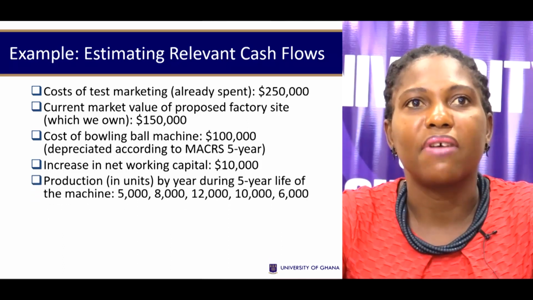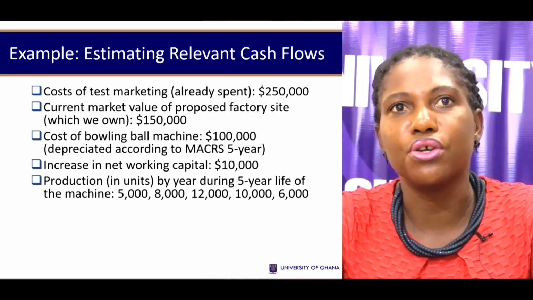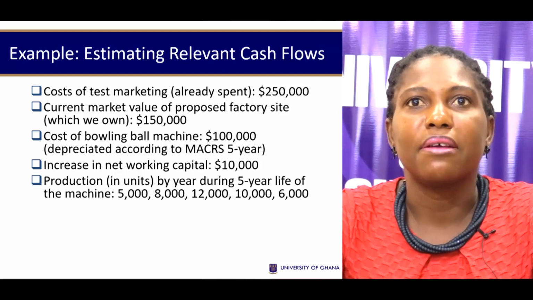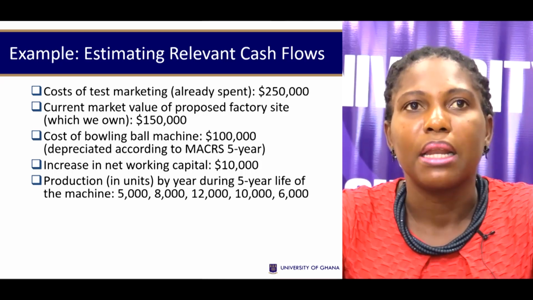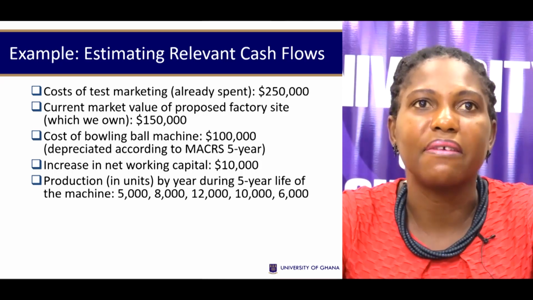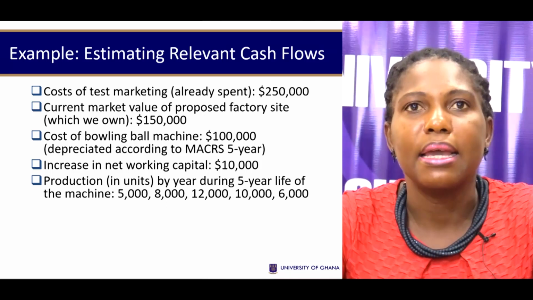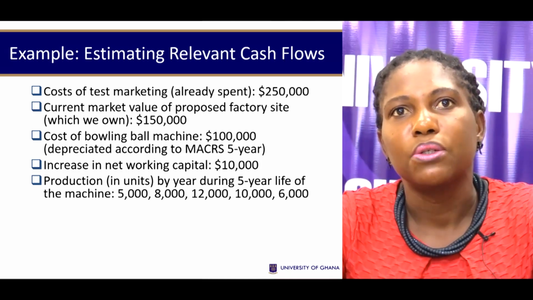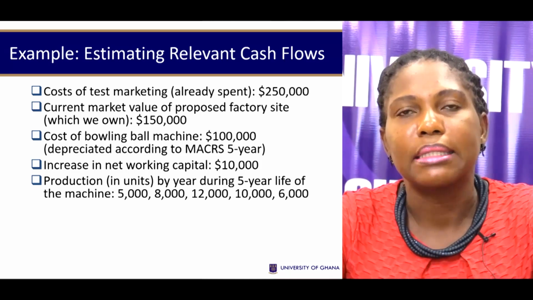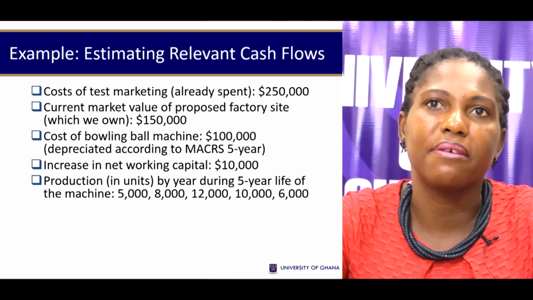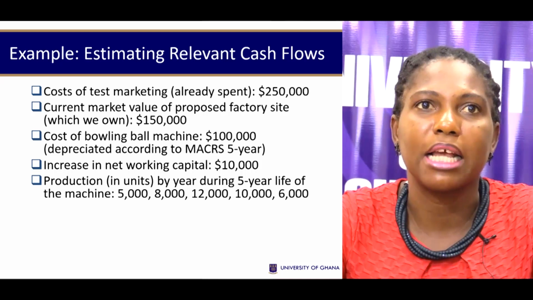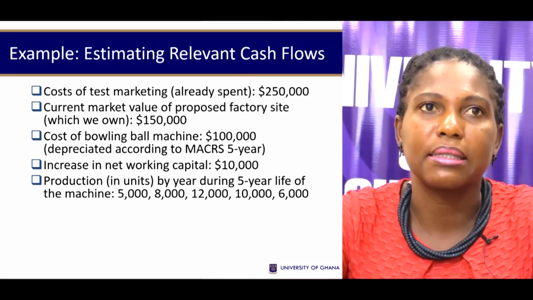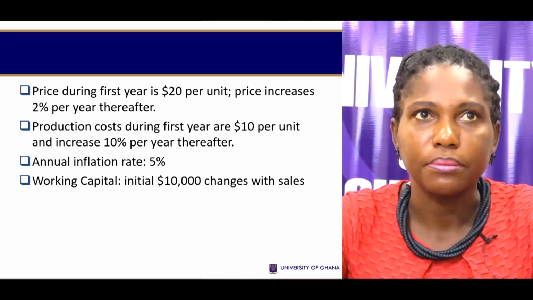And of course, they have an estimate in terms of production in units by year during the 5-year life of the machine. So that's the economic life as well. Now, this is estimated as 5,000 for year 1, 8,000 for year 2, 12,000 for year 3, 10,000 for year 4, and by year 5, they perceive a possible decline. And so that has been estimated as 6,000 production units.